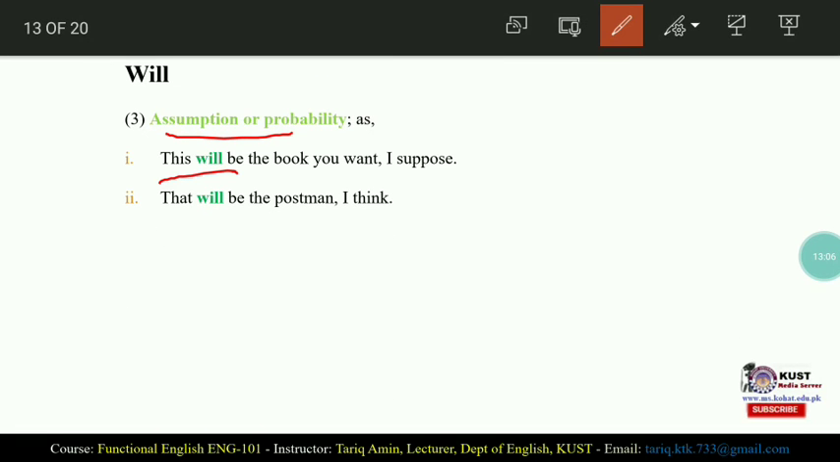That will be the postman, I think. It also shows assumption. It shows probability that that person might be the postman.